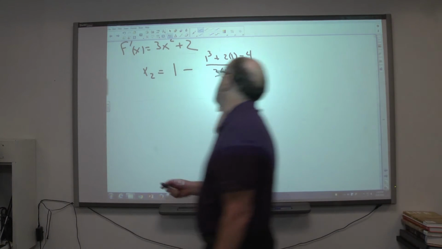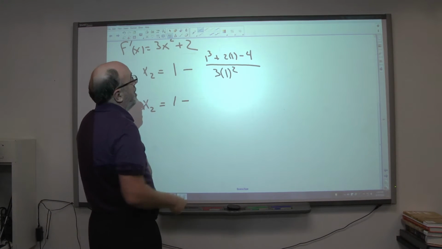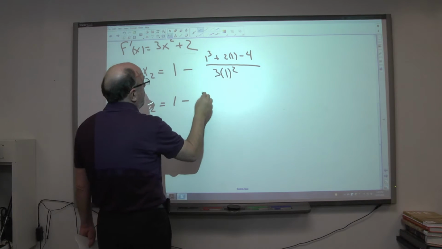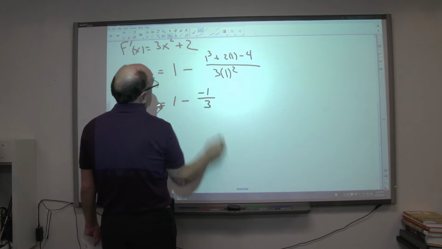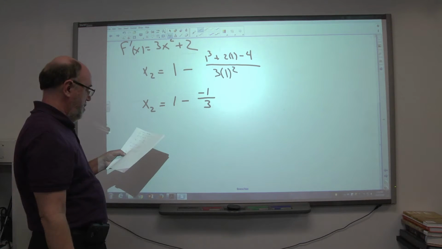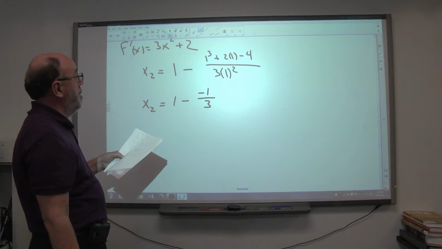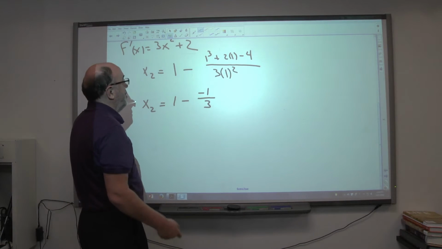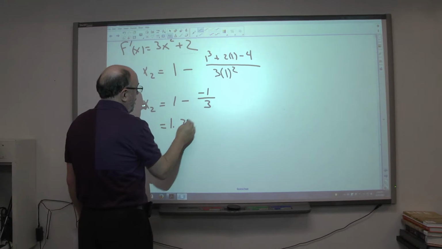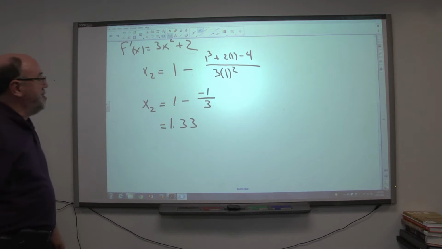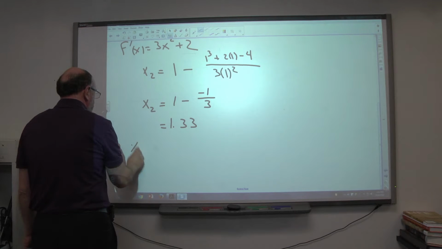So we plug this in, and x sub 2 is going to equal 1 minus, we said this is going to come out to be minus 1 over 3. And so it'll be minus a minus, so it becomes a plus. So this is going to be basically 1.33 and change.